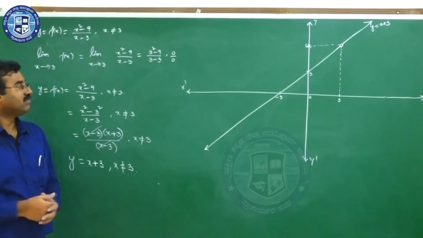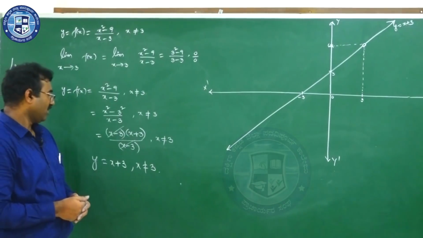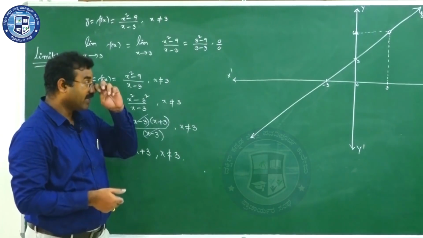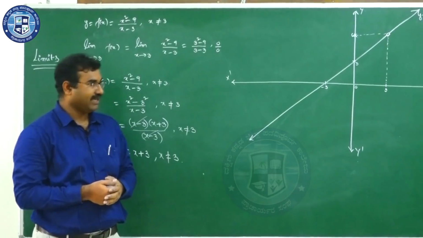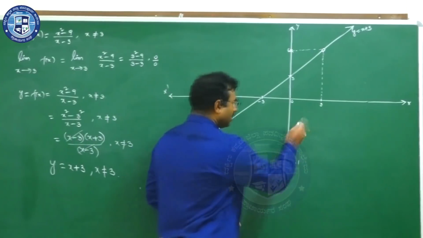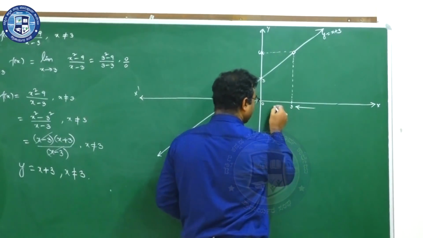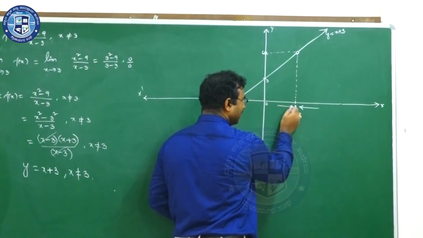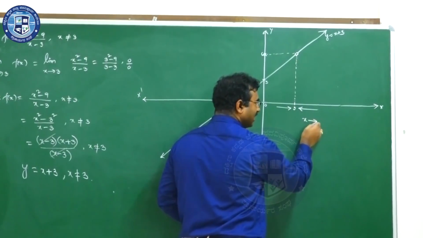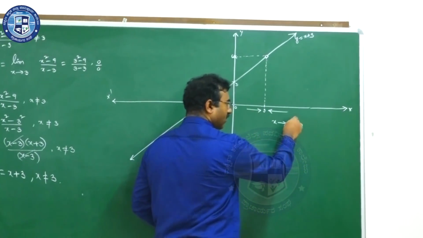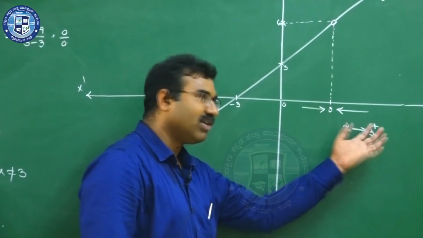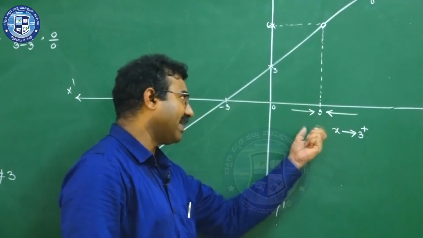So what is the thing we need to do here? See, exactly at 3 we don't know what happens, but we try to find out what is happening to this function when x is coming close to 3. We can approach this 3 in two ways. One is from the right side and another one is from the left side. Right approach we denote like this: x is coming close to 3 plus. 3 plus meaning is what? You are coming close to 3 from the right side.